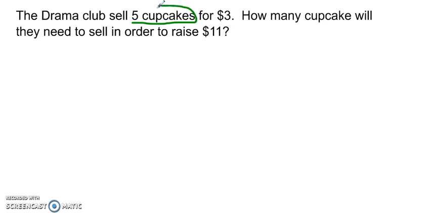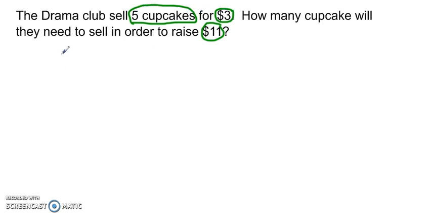So I have 5 cupcakes. Cupcakes are the unit. And I have $3. Dollars is the unit. I also have $11 with dollars as a unit. I then look to find my ratio. My ratio is 5 cupcakes for $3.